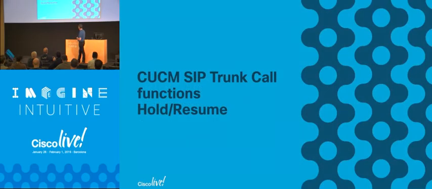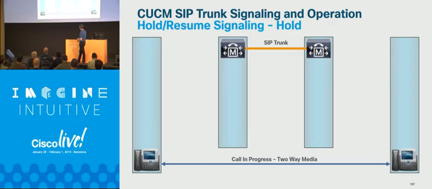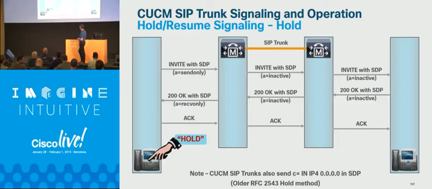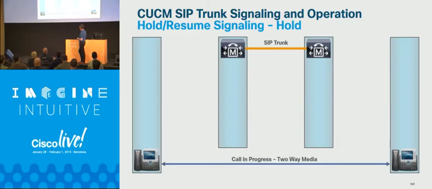So first we'll do hold resume. I've got a call in progress between these two phones. I've got a SIP trunk between this call manager and this call manager. My call's in progress. So what happens if I press hold here?